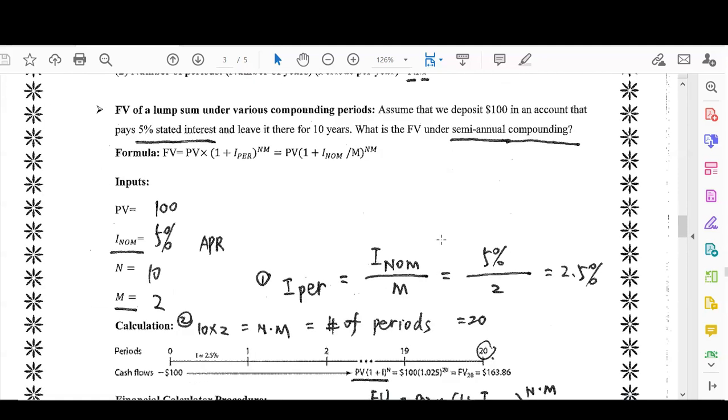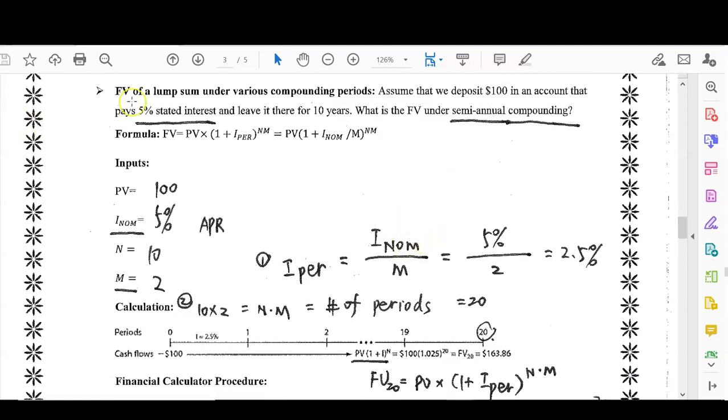Okay, let's look at an example here. What if we want to know the future value of a lump sum under various compounding periods? Assume that we deposit 100 in an account that pays 5% stated interest rate and leave it there for 10 years. What is the future value under semi-annual compounding? This is very similar to what we learned in the first class about future value of a lump sum, but here we have semi-annual compounding, which means twice a year for compounding, not once a year anymore.